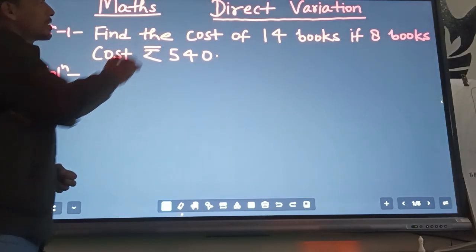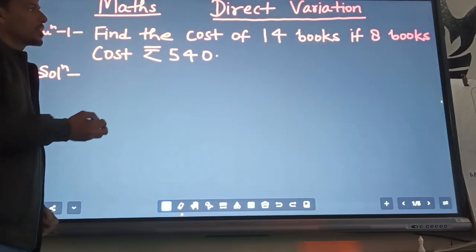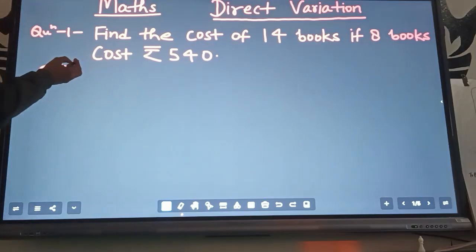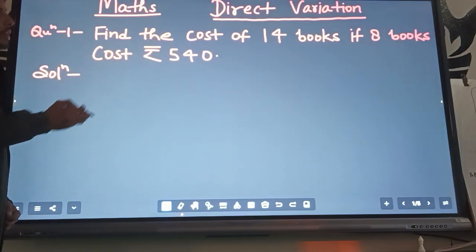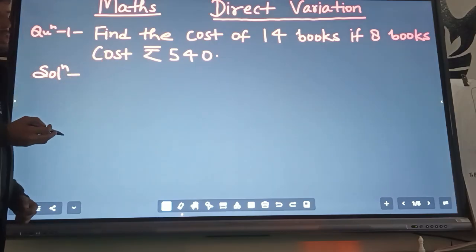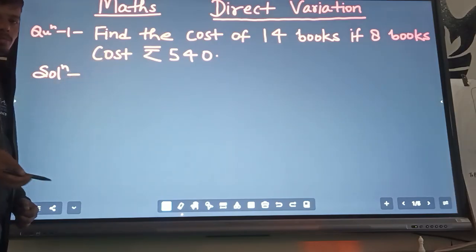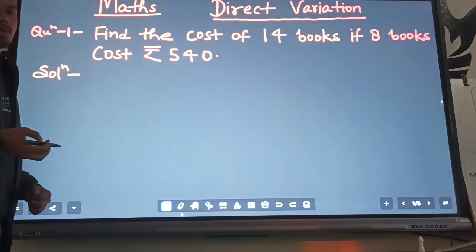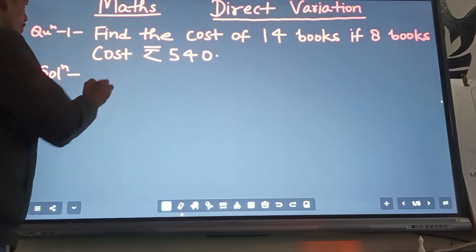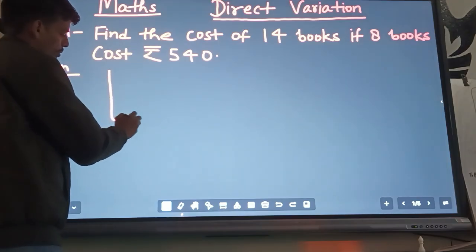Today in this class we will take a new topic, that is direct variation. So our first question: find the cost of 14 books if 8 books cost rupees 540. We will solve this question by unitary method also, but we solve by direct variation. At first we take a column.